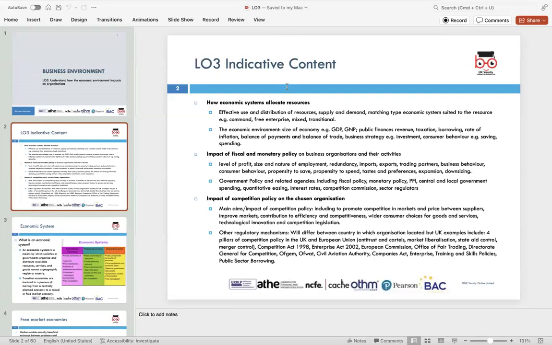Okay. So, impact of competition policy on the chosen organizations, main aims and impact of competition policies, such as promoting competition in markets and pricing, improving market efficiency, then the Office of Fair Trading, Directorate, Ofcom, Civil Aviation Authority, Companies Act, and enterprise, training and skills policies.